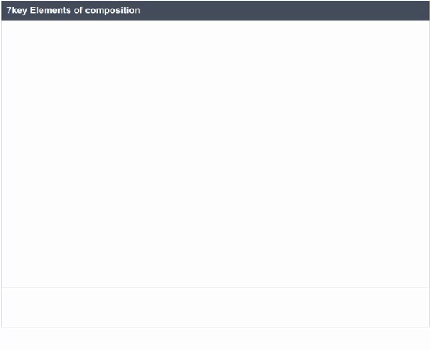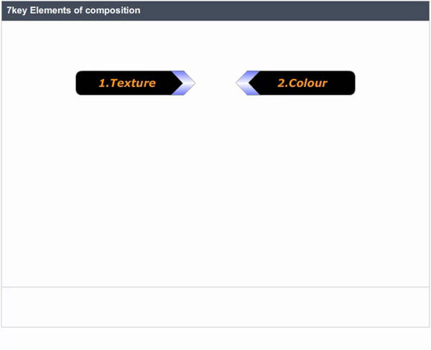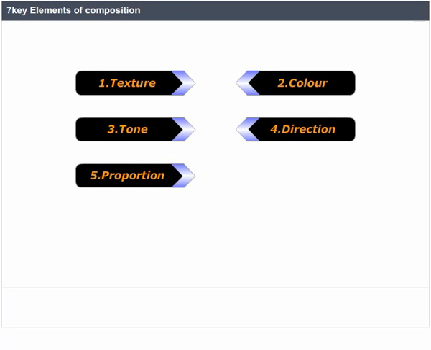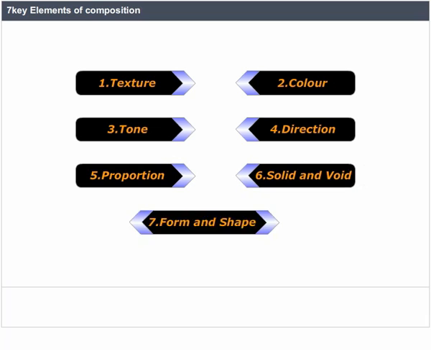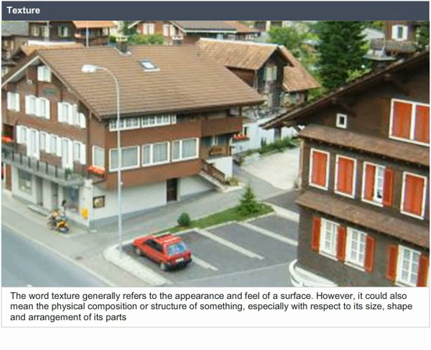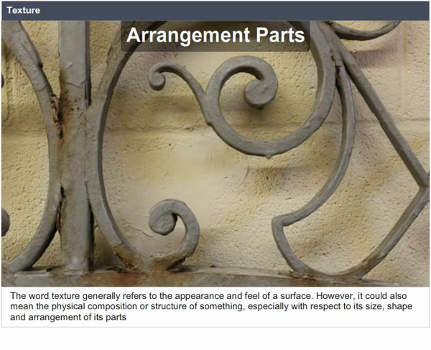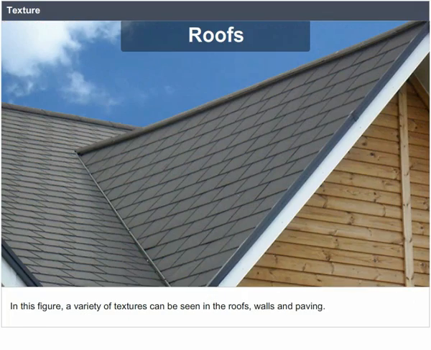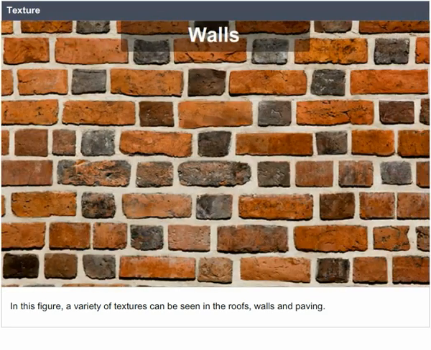Seven key elements of composition: texture, color, tone, direction, proportion, solid and void, form and shape. Texture. The word texture generally refers to the appearance and feel of a surface. However, it could also mean the physical composition or structure of something, especially with respect to its size, shape, and arrangement of its parts. In this figure, a variety of textures can be seen in the roofs, walls, and paving.